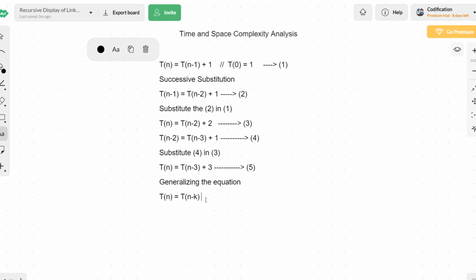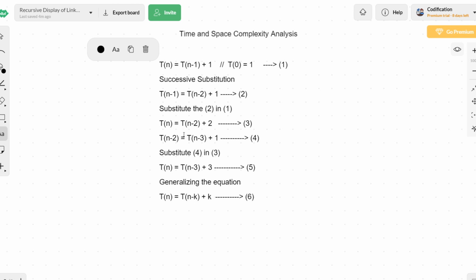Then plus, this is also changing. But can you see that if this term is 1, then this term is 1. If this term is 2, then this term is also 2. When this term is 3, then this term is 3. So both are actually the same. If this is taken as k, then this plus term should also be k. So this is the generalized equation. Let us take this as equation 6.